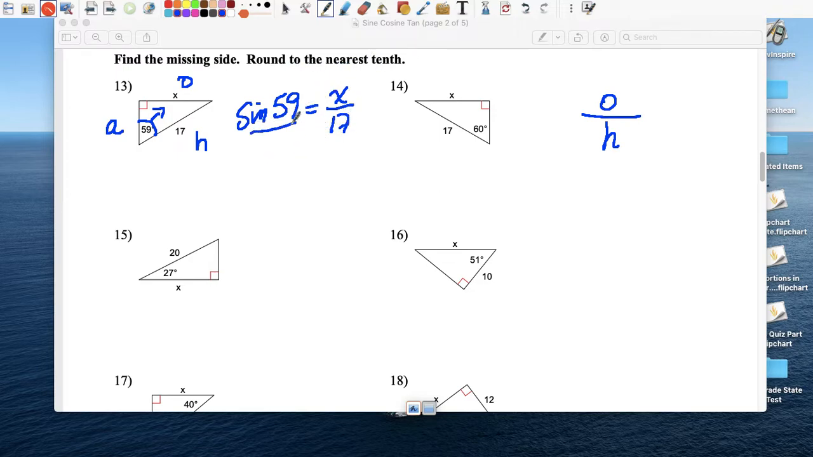Well, we can cross multiply, so sine 59 times 17 equals x. Then on the calculator, second function, sine 59, 0.857167, etc. times 17. And we get that the missing side, x, equals 14.57. So this side right here is 14.57.